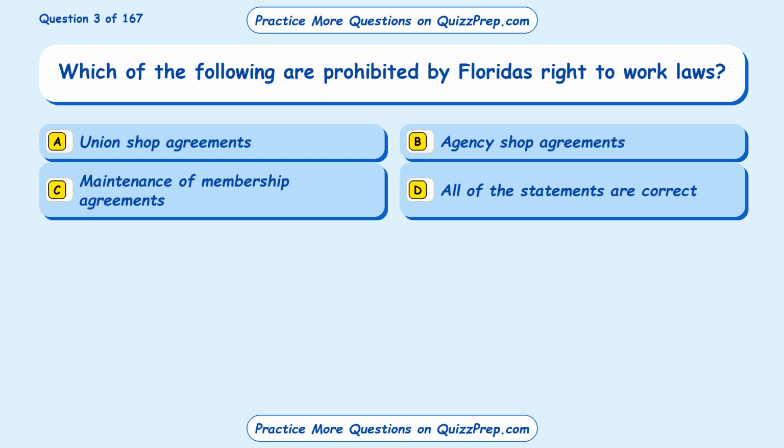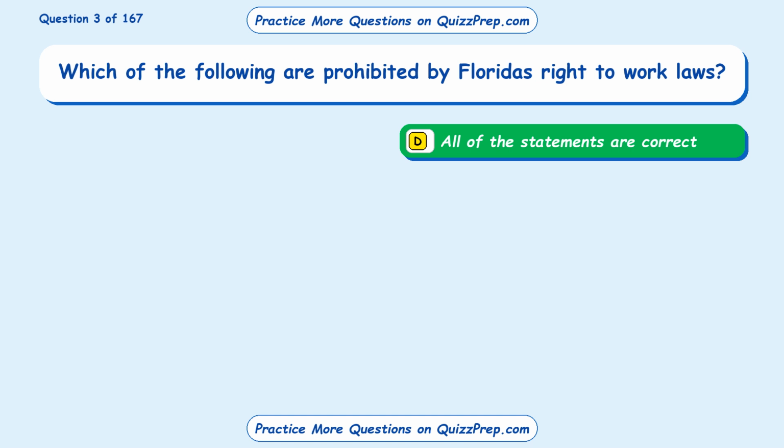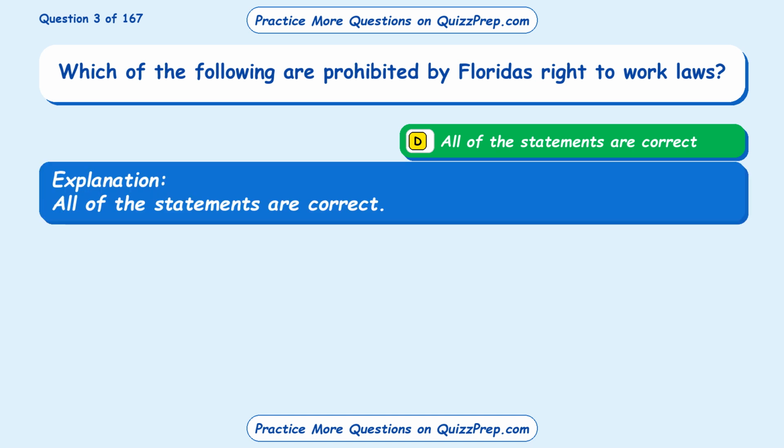Question 3. Which of the following are prohibited by Florida's right to work laws? Option A, union shop agreements. Option B, agency shop agreements. Option C, maintenance of membership agreements. Option D, all of the statements are correct. The correct answer is option D, all of the statements are correct.